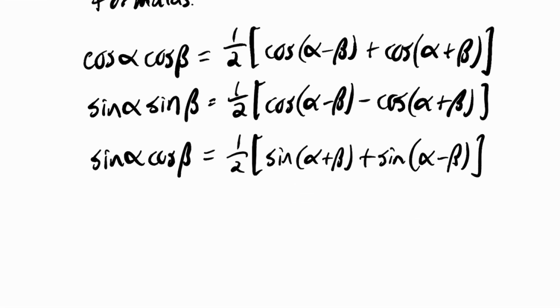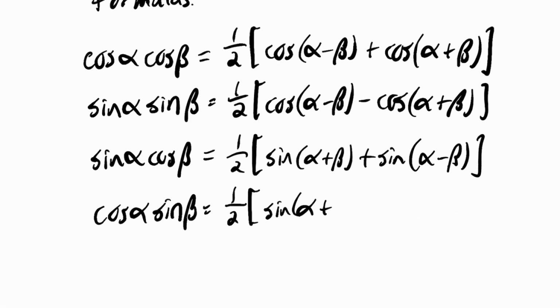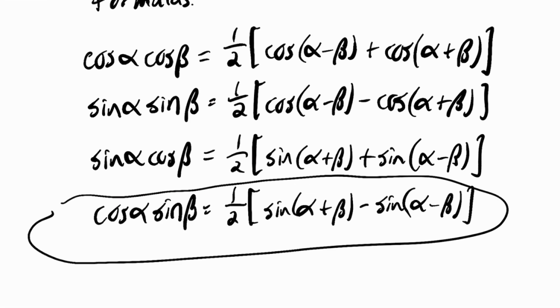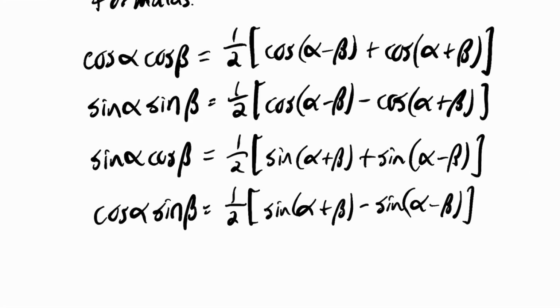So the next one is cosine alpha sine beta. And this is going to be 1/2, and very similar to the one that precedes it, 1/2 of sine alpha plus beta minus sine alpha minus beta. Okay, so those are the four product to sum formulas. This last one, in some ways, is redundant when you have the one that precedes it, but that's fine. It doesn't hurt to have the full list anyway.